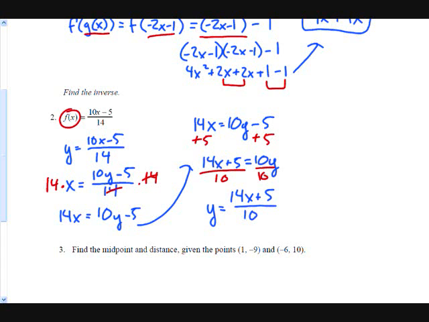And the last thing I'm going to do is change it back to function notation. This was f of x. The inverse is denoted by f to the negative 1 of x. So I can write that again as the 14x plus 5 over the 10. The other acceptable way to have this written is to divide each piece and do 7/5 x plus 1/2. Okay, that would be the other acceptable way to write it.